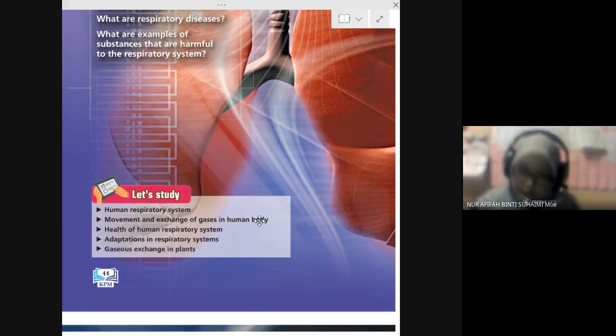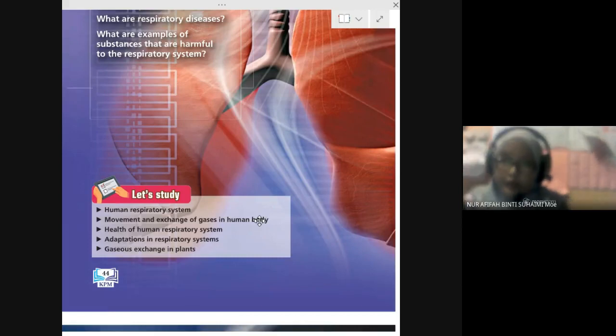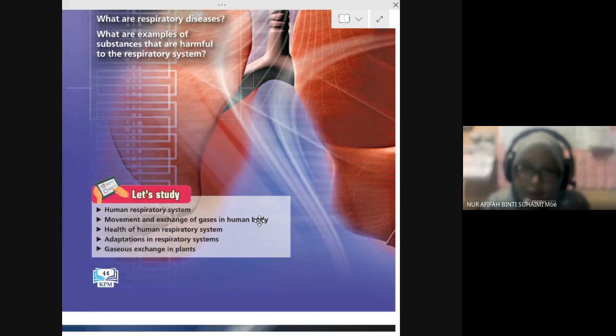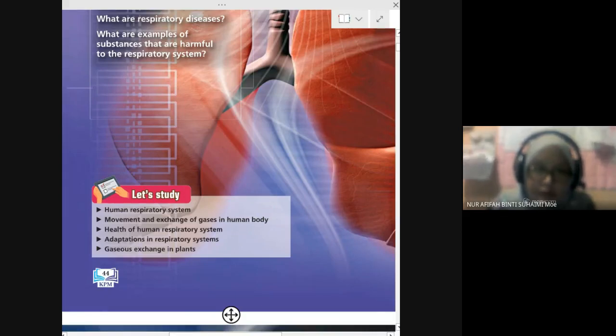Okay, still remember what we have in our blood capillary? We have red blood cell. The function of red blood cell is to transport the oxygen to the whole part of our body. So once you inhale air, there is a lot of oxygen. It will diffuse into our blood capillary and combine with hemoglobin in the red blood cell. So it will become oxyhemoglobin. Boleh ingat tak?